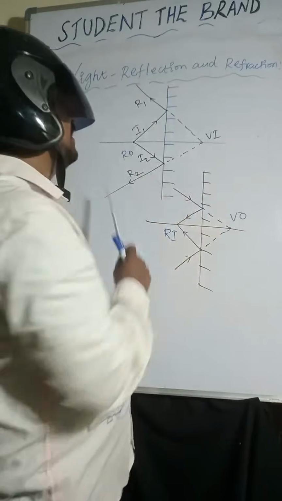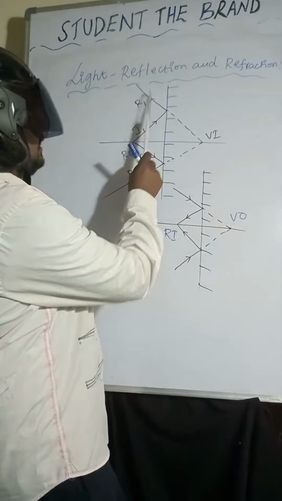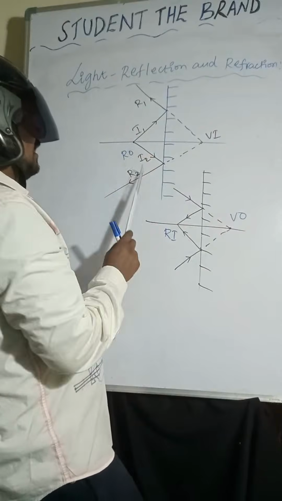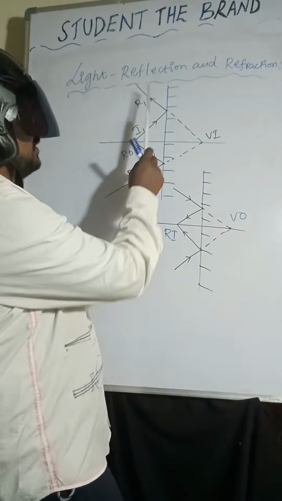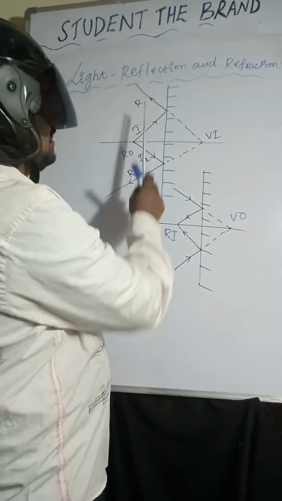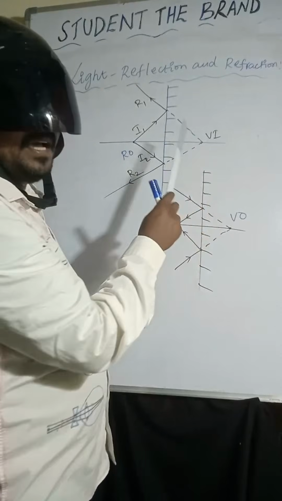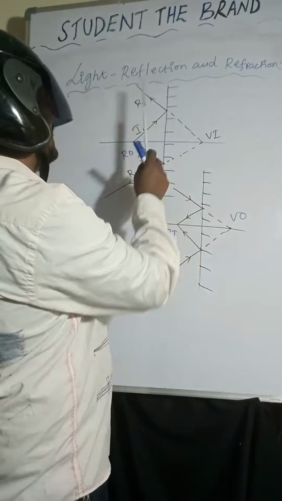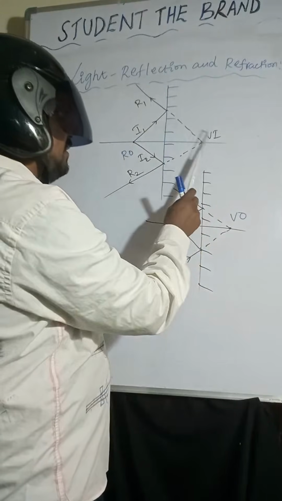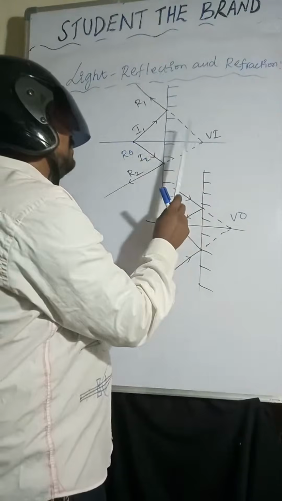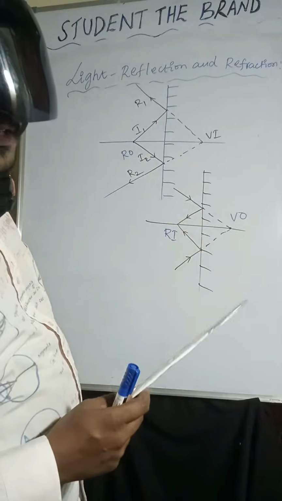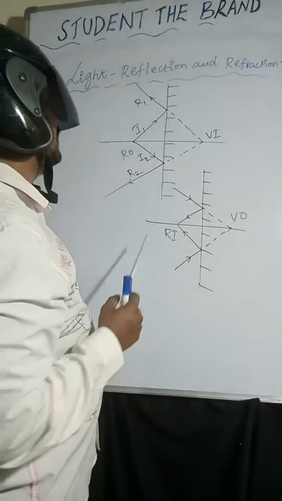Virtual image is nothing but we are extending the reflected light rays. The extended reflected light rays are meeting at one point. We are assuming that these extended reflected light rays are meeting at this point. That point is called the virtual image.